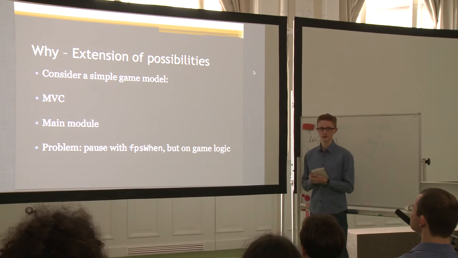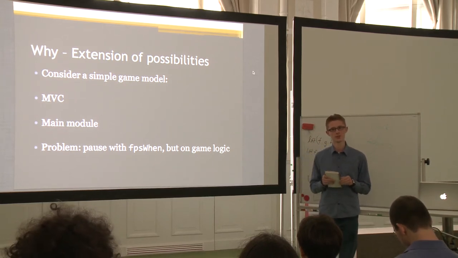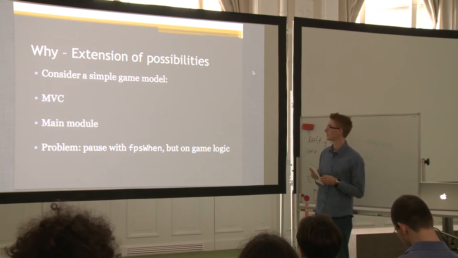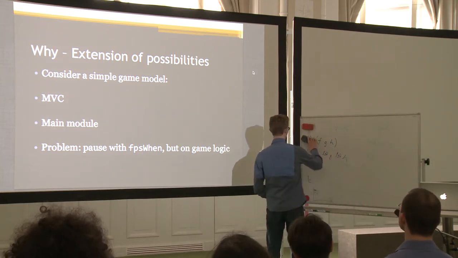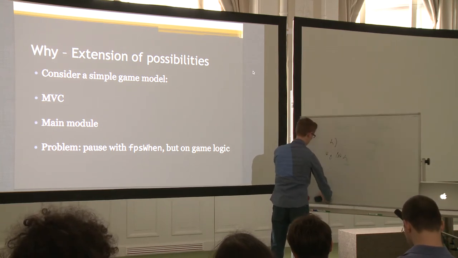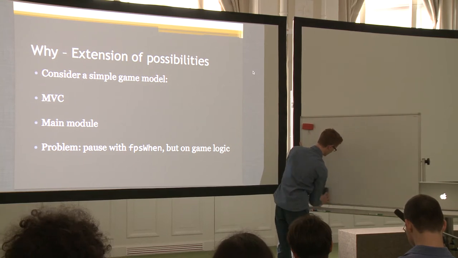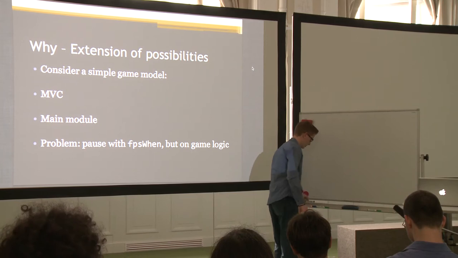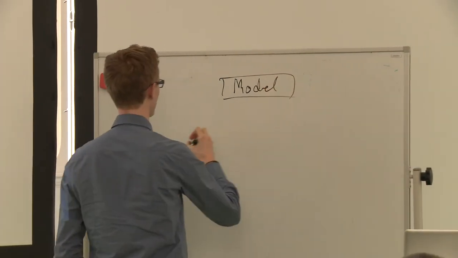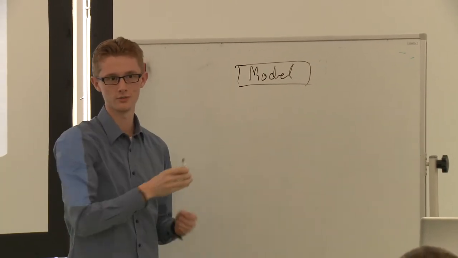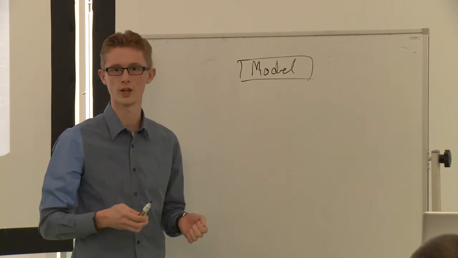So why should we want signal loops? You can see it as an extension of the possibilities, because right now you can't express every program you might think of in Elm. If you take a simple game model, so I don't know if you've read about Pong, but Pong can be summarized as kind of like an MVC model. I know it's an object-oriented programming term, but you have a model, and in this model you just describe the data structures of what your game is going to be about, what you need as state to display the program and to calculate steps.